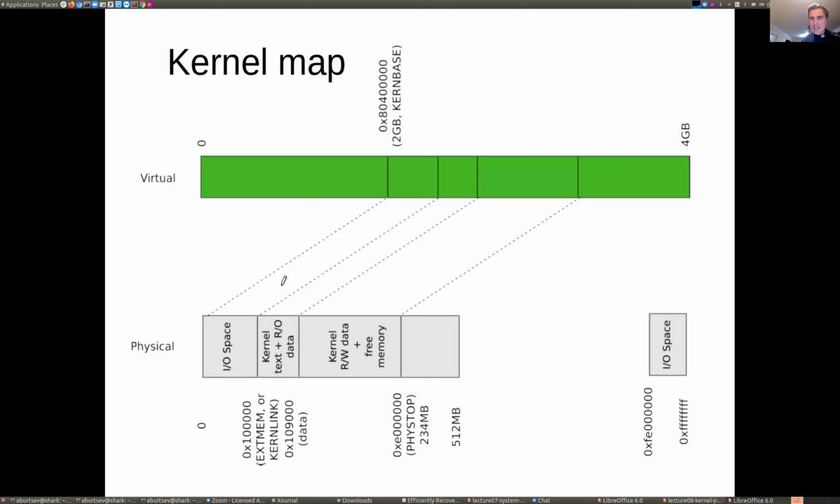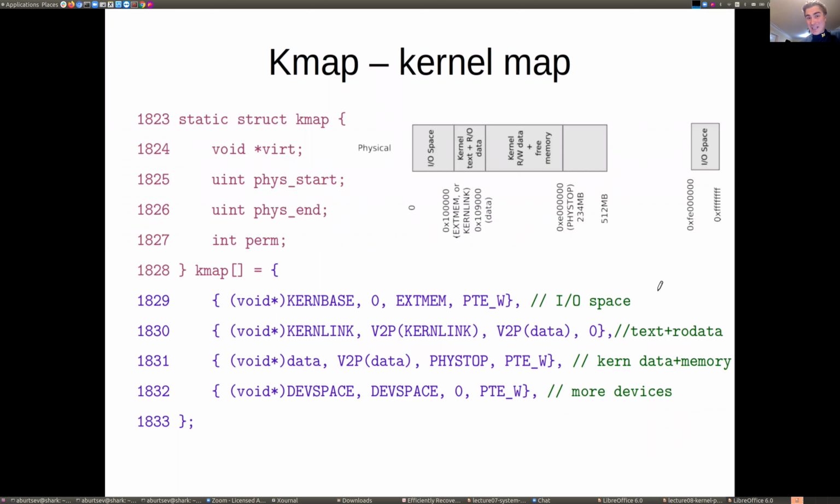So the kernel map, as I said, is an array which represents those 4 regions, right? Like read, write, IO space, read-only data, read, write, kernel data, and up until physical stop, right? All this region, and read, write, IO space. So this is the representation of this array. I have a picture here for you to map more easily. So it's an array of data structures. Each has a virtual address, physical start, physical end, and permission bits.